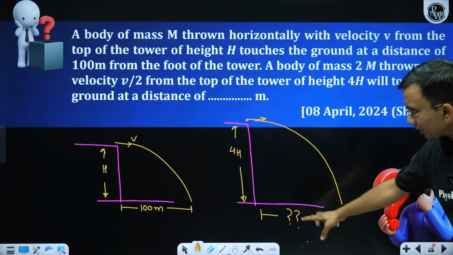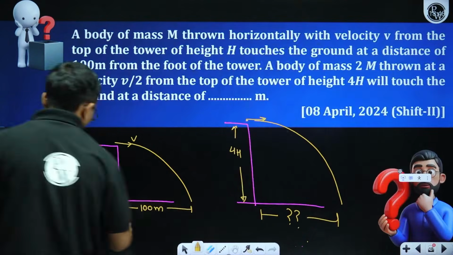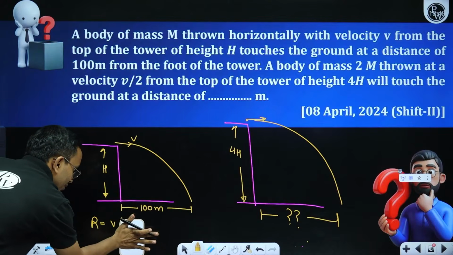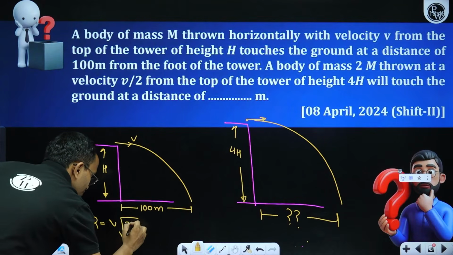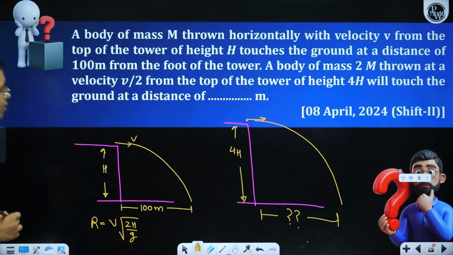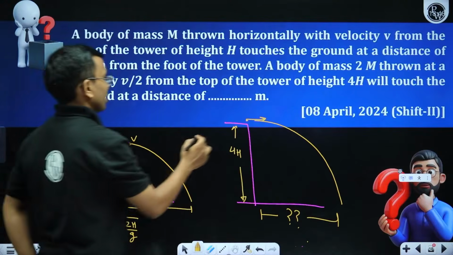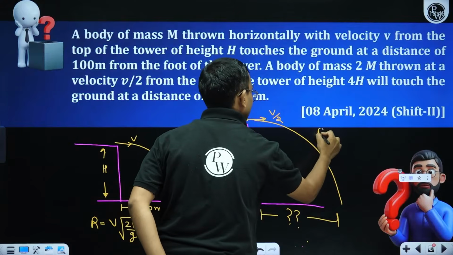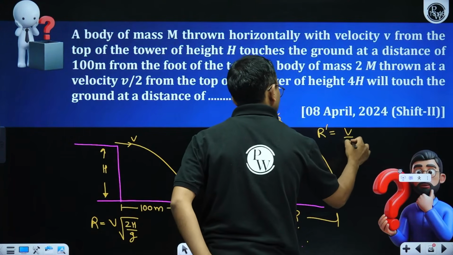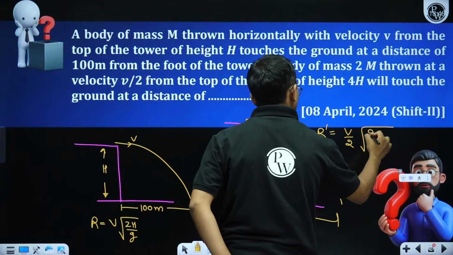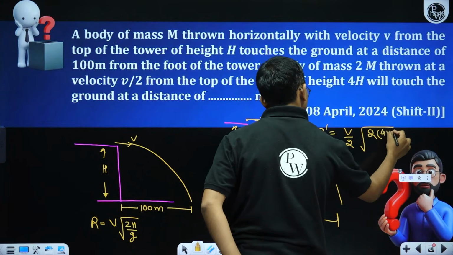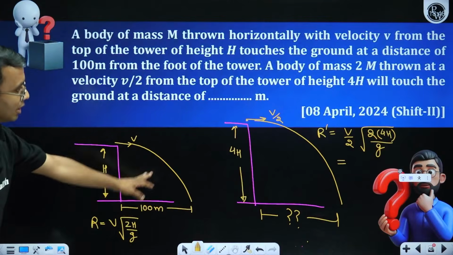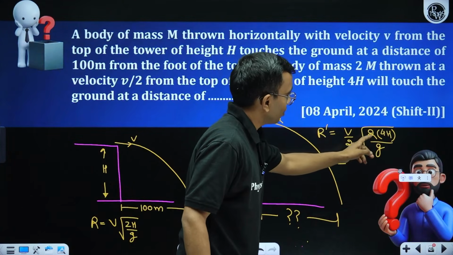How to find this, by the way? Range is the horizontal velocity into time of flight. What is the time of flight? Root of 2h by g. That is the time of flight. Here we are projecting with velocity v by 2, not with the same velocity. Here if I write this range, let us take that as r dash, that will be horizontal velocity into the time of flight root 2h by g. What will be h? h is 4h here. This is v into root 2h by g. This is v by 2 into root of 2 into 4h by g.